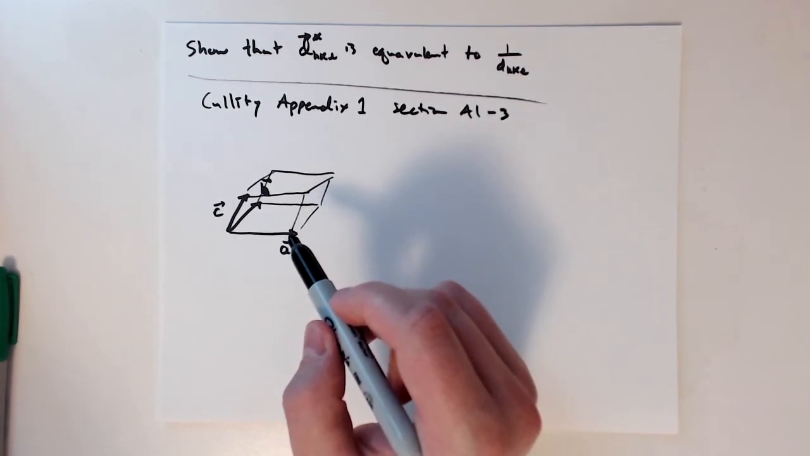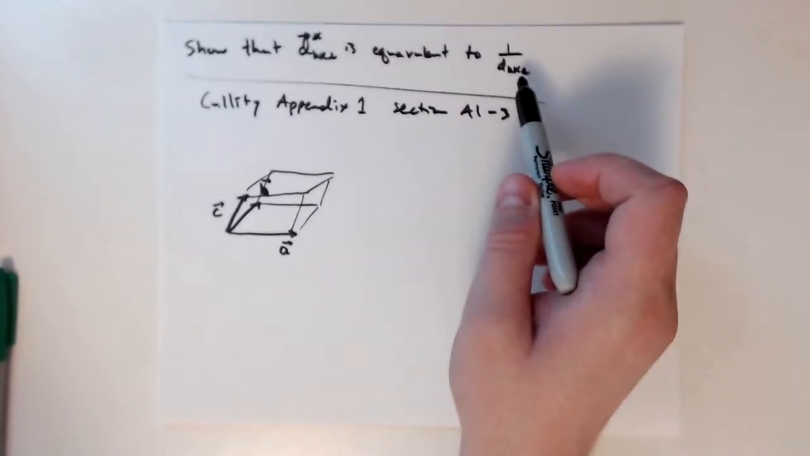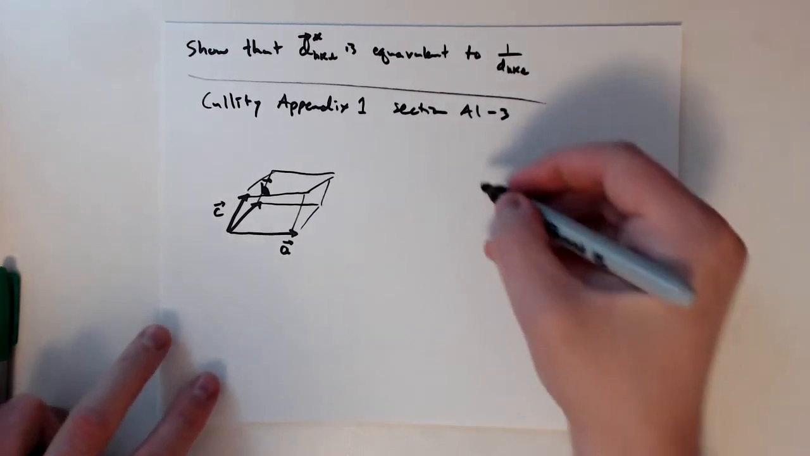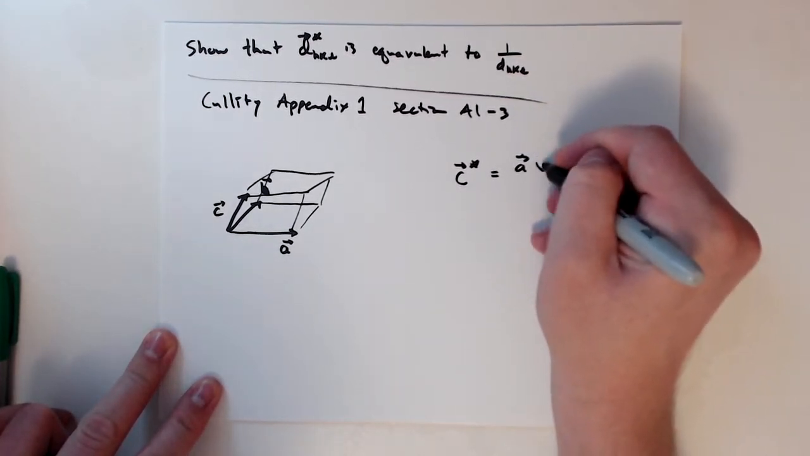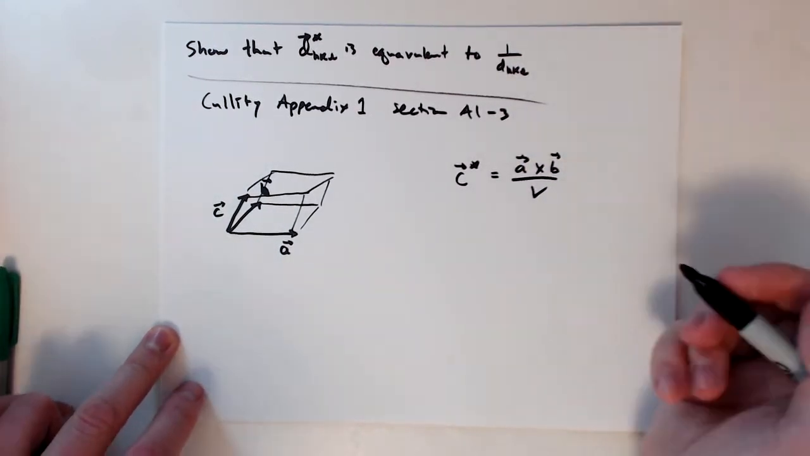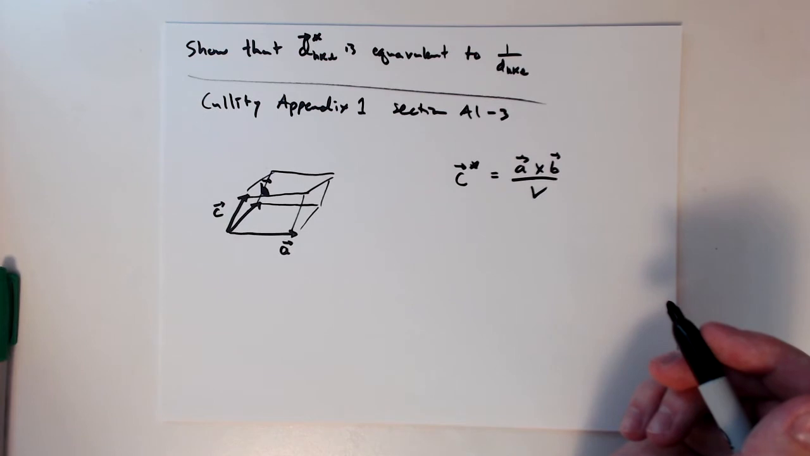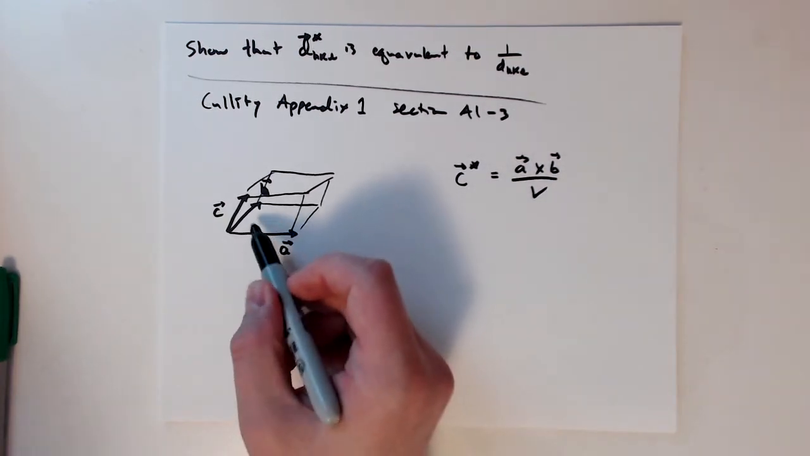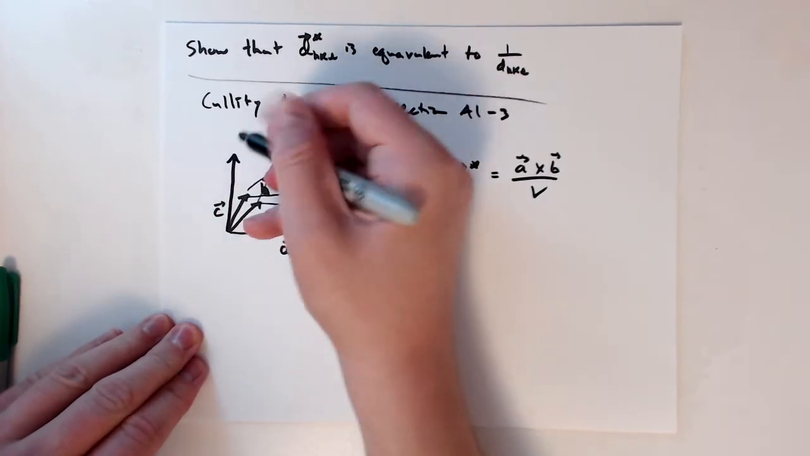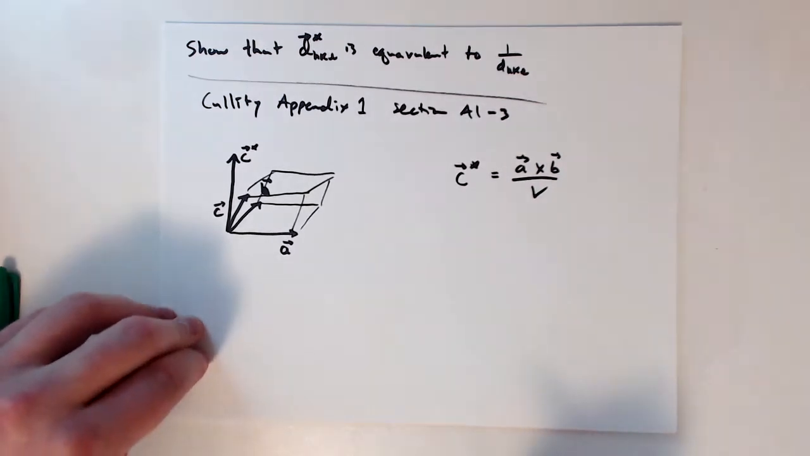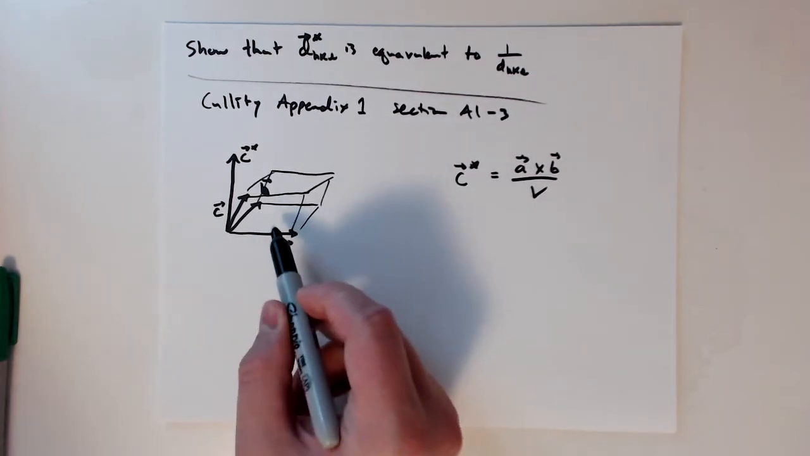All right, so what I want to show you is, again, the relationship between this d* and 1 over d. All right, so I know that from definition, c* is equal to a cross b over the volume. So basically, if I take the cross product of a and b, meaning it's going to be normal to that, I have the c* vector, right? Because it's the cross product, so it's effectively normal to the area of a and b.